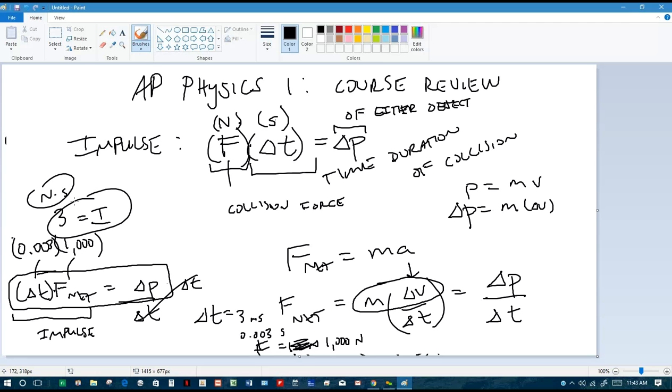3 units. How much did the other car feel? Also 3 units. Both objects colliding have to feel the same impulse, because the time of the collision, delta T, is the same for both objects in the collision. And due to Newton's third law, they're both going to feel the exact same force during the collision. And therefore, since the force is the same for both, and the time duration of the collision is the same for both, the impulse has to be the same for both, but opposite in sign.